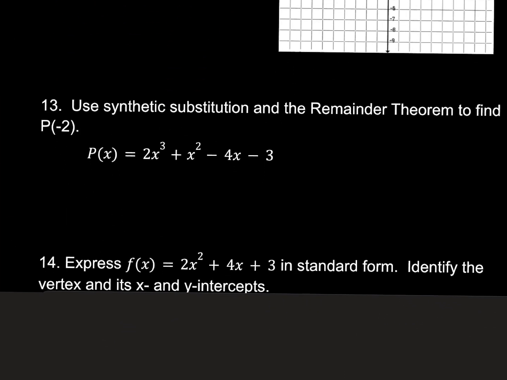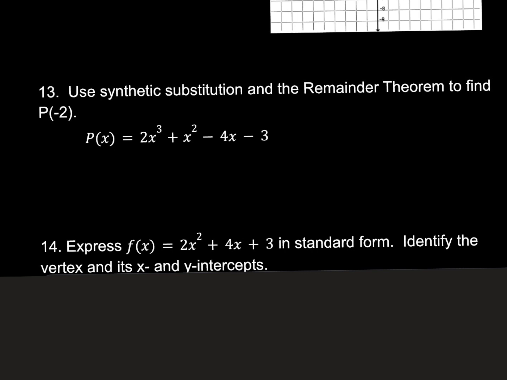13, use synthetic substitution to find p of negative 2. Remember, that's just the remainder theorem. That's the hint. The remainder theorem. Your answer is your remainder.